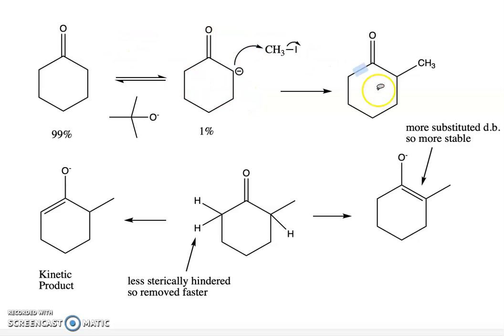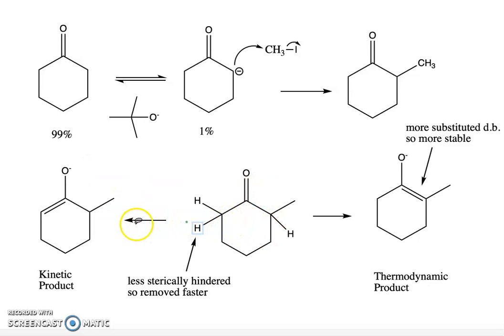Since it's the more substituted double bond, this is the more stable product. Again, you'll remember from earlier this semester, we called the more substituted product the more stable product, the thermodynamic product. So we have the thermodynamically formed product. The thermodynamic enolate has the more stable product. The kinetically favored product, the kinetic enolate, has the faster, rapidly formed product.